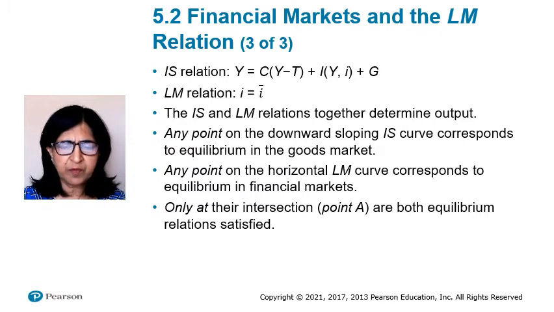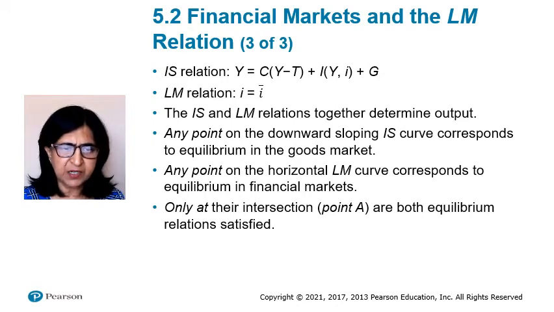Figure 5.5 illustrates the IS-LM model, putting the IS and LM relations together. The IS relation is given by the equation Y equals C(Y minus T) plus I(Y, i) plus G. The LM relation is given by the equation i equals i bar. The IS and LM relations together determine output.